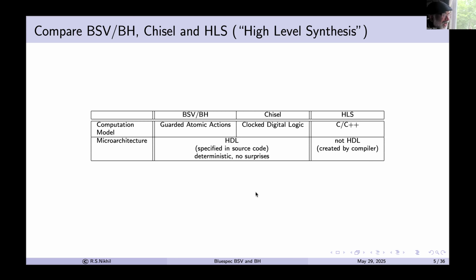Once you describe that hardware, then the behavior of that hardware in standard clocked digital logic in Chisel and Verilog, etc., you think in terms of clocks and processes around clocks, and within clocks you're updating state, etc. That way of thinking is replaced by thinking in terms of guarded atomic actions in BSV and BH. I'm going to be showing some examples in a fair amount of detail, so hopefully it should become clear, but please re-raise the question if it's not clear.